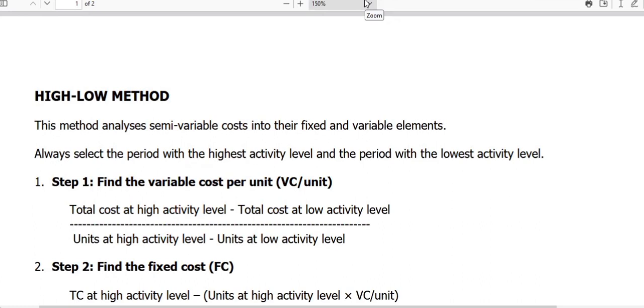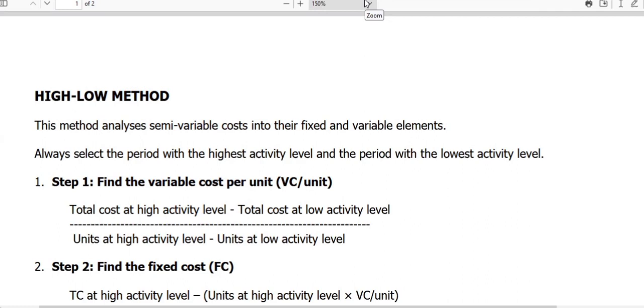In this video, we are going to look at one of the methods which we can use to split what we call the semi-variable costs or the mixed costs. This method is known as the high-low method. Remember, mixed costs are those costs that include both a fixed and a variable component. So we are going to see how we split these costs into their fixed and variable elements using the high-low method.